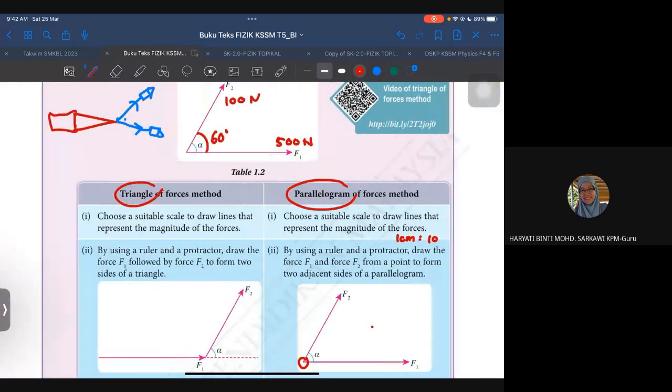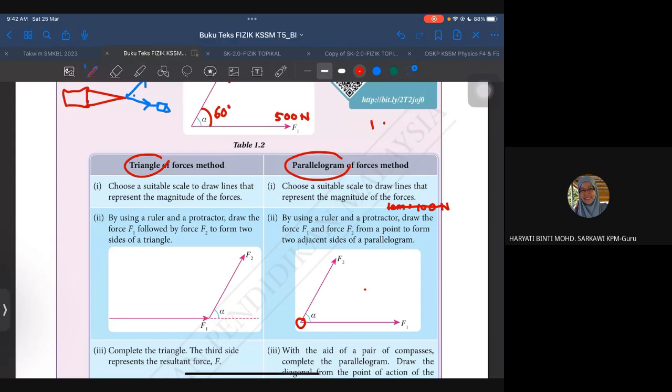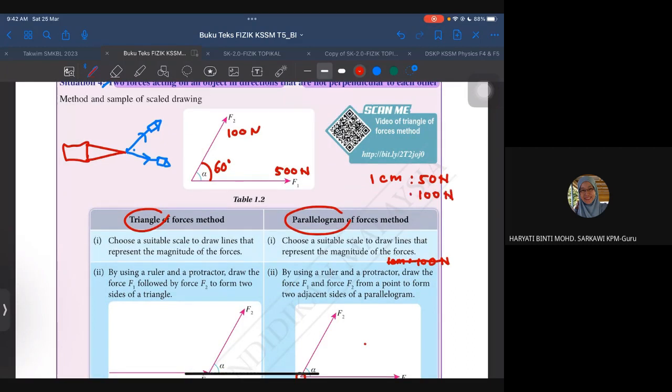So let's say here we use 1 cm, 100 Newton. Or 1 cm, 50 Newton. If 1 cm is 50 Newton, then 100 Newton, how many cm? 2 cm, okay, good. If 500 Newton, how many cm? 100 Newton is 2 cm.